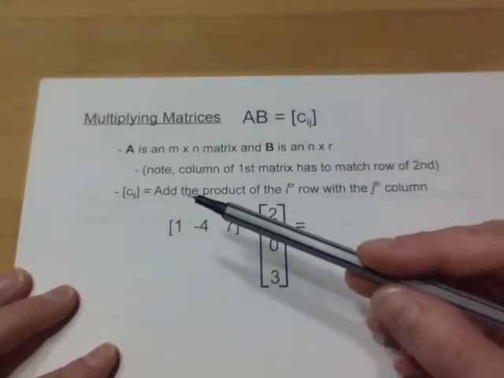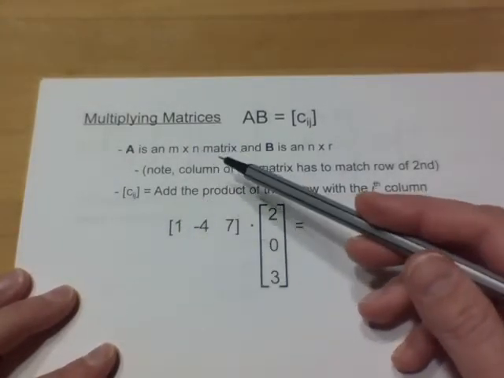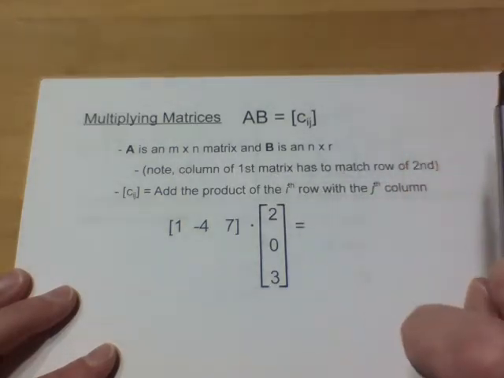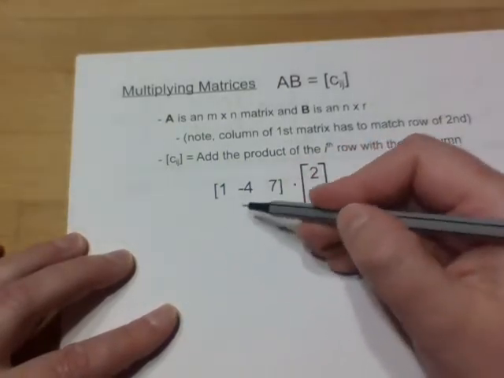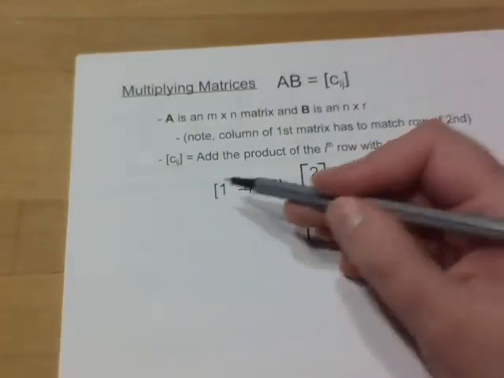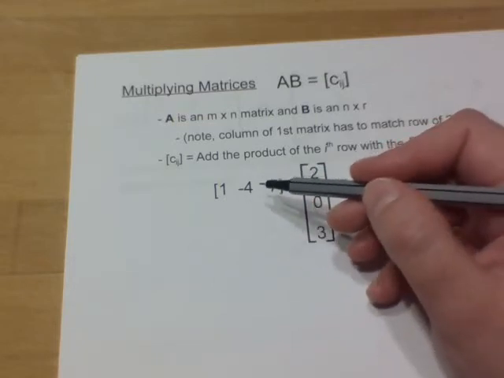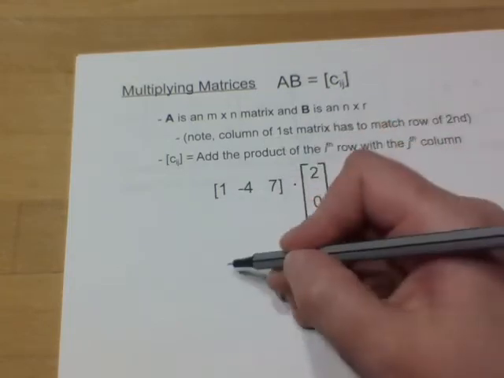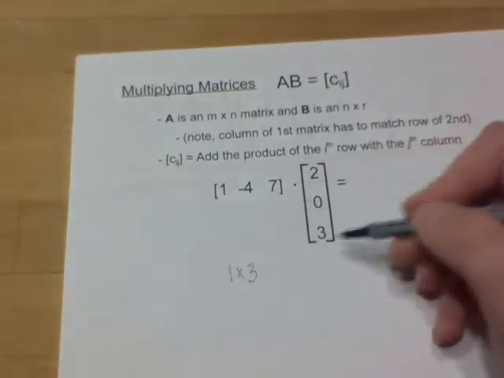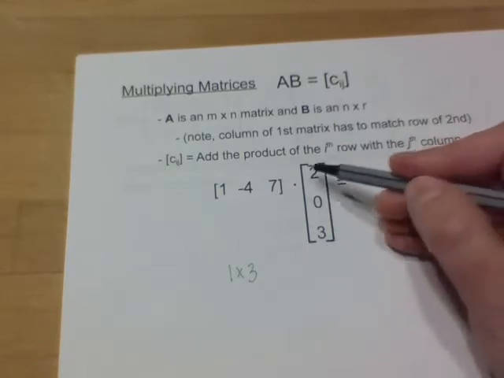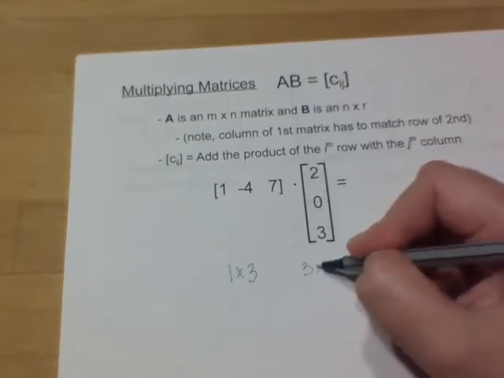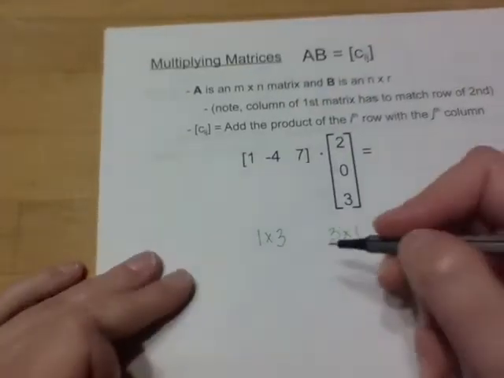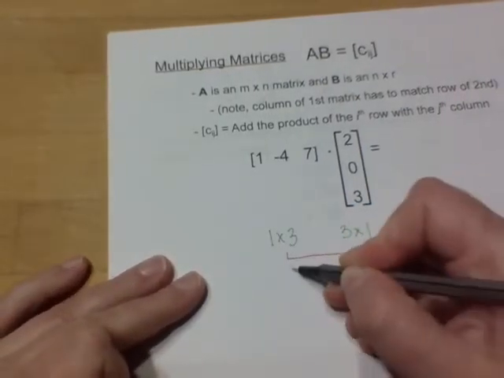So what you do is when you are multiplying, you need to make sure that your middle numbers match. So, for example, the order or dimensions of this one, again, is your rows by your columns. So there's 1 row and 3 columns. So this is a 1 by 3. This one over here, again, rows by columns, is 3 rows by 1 column. So these are the middle numbers that need to match.